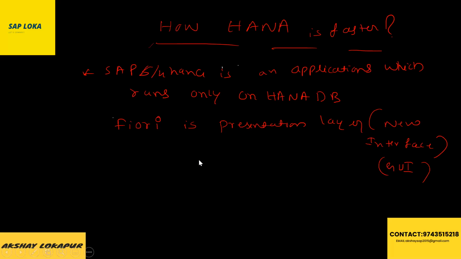Okay, back to this question: how is HANA faster? Anyone know why HANA is faster? Anyone want to answer this one? Yeah, because of the RAM, it has some TBs or GBs installed in the RAM. Because it has an in-memory database.